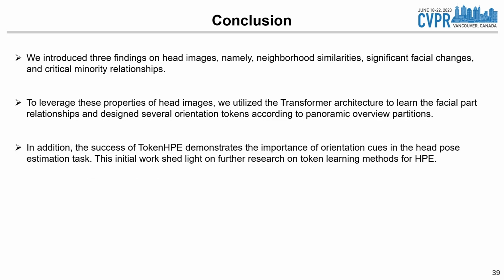At last, conclusion. In this work, we introduced 3 findings on head images. To leverage these properties, we utilized the transformer to learn the facial part relationships and designed several orientation tokens according to panoramic overview partitions. The success of TokenHPE demonstrates the importance of orientation cues in the head pose estimation task. We hope this initial work can shed light on further research on token learning methods for HPE.